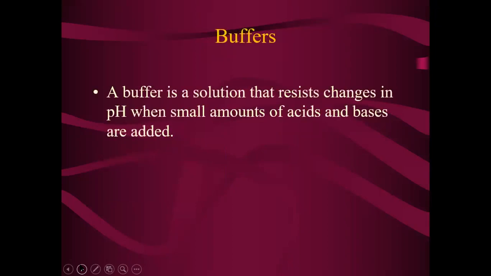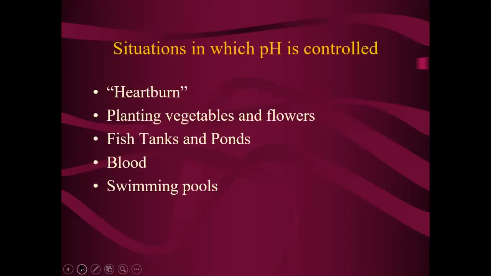So we have buffers. A buffer is really a solution that resists changes in pH when small amounts of acids and bases are added. So if you add small amounts of acids or bases to solutions or to buffers, they will resist the change. Sometimes it's important for us to have the pH in control, such as heartburn, planting vegetables and flowers. You need a controlled environment. Fish tanks and ponds, your blood, that is very important that the pH is controlled.